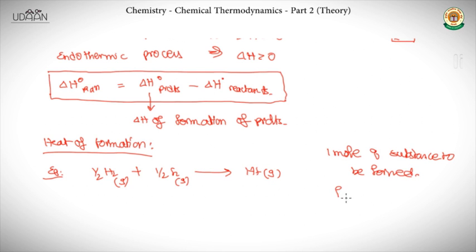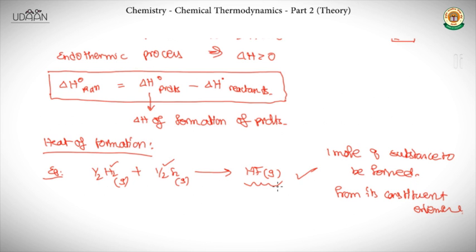And from its constituent elements, right? So HF, and the constituent elements are hydrogen and fluorine, and 1 mole of product is formed. So this is the heat of formation for HF, whatever heat is evolved in this reaction.